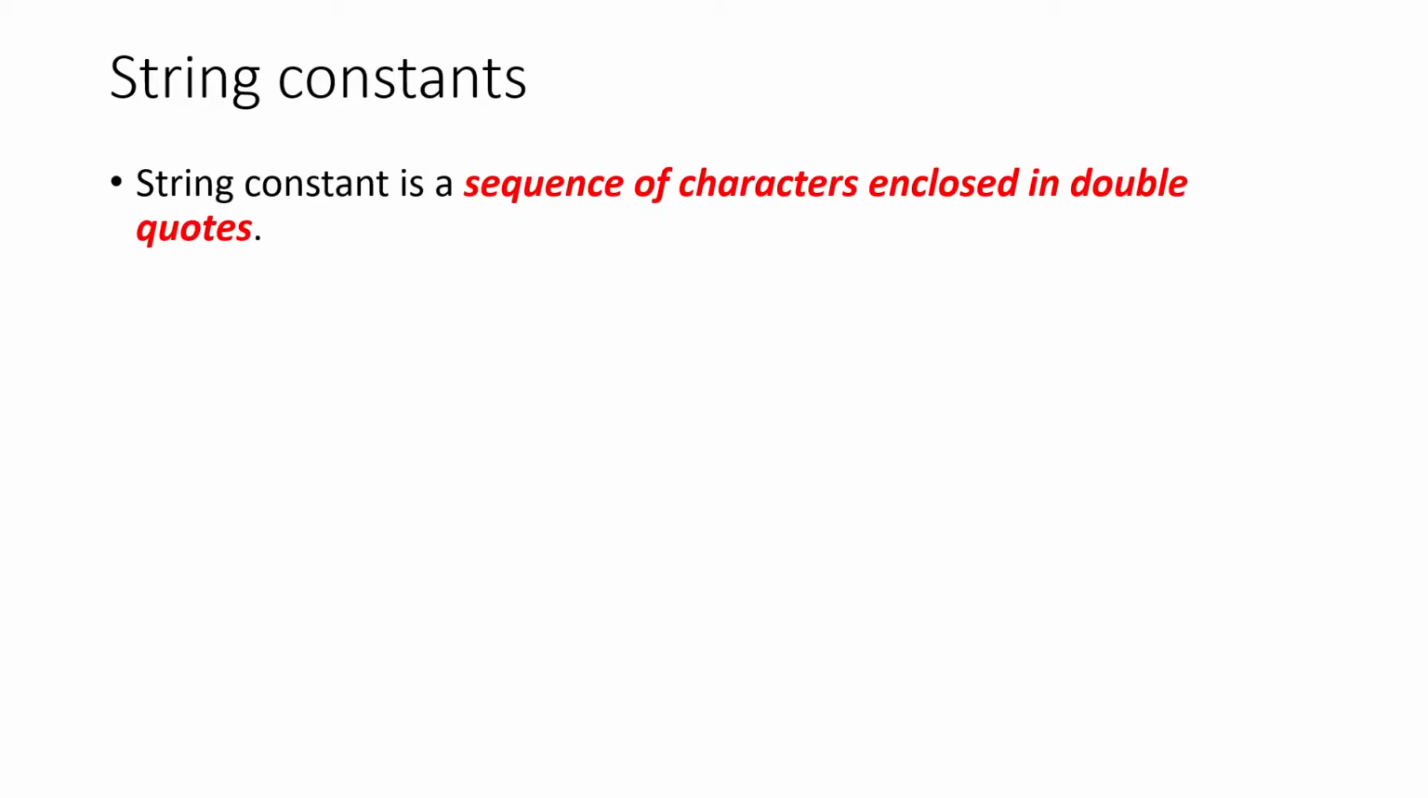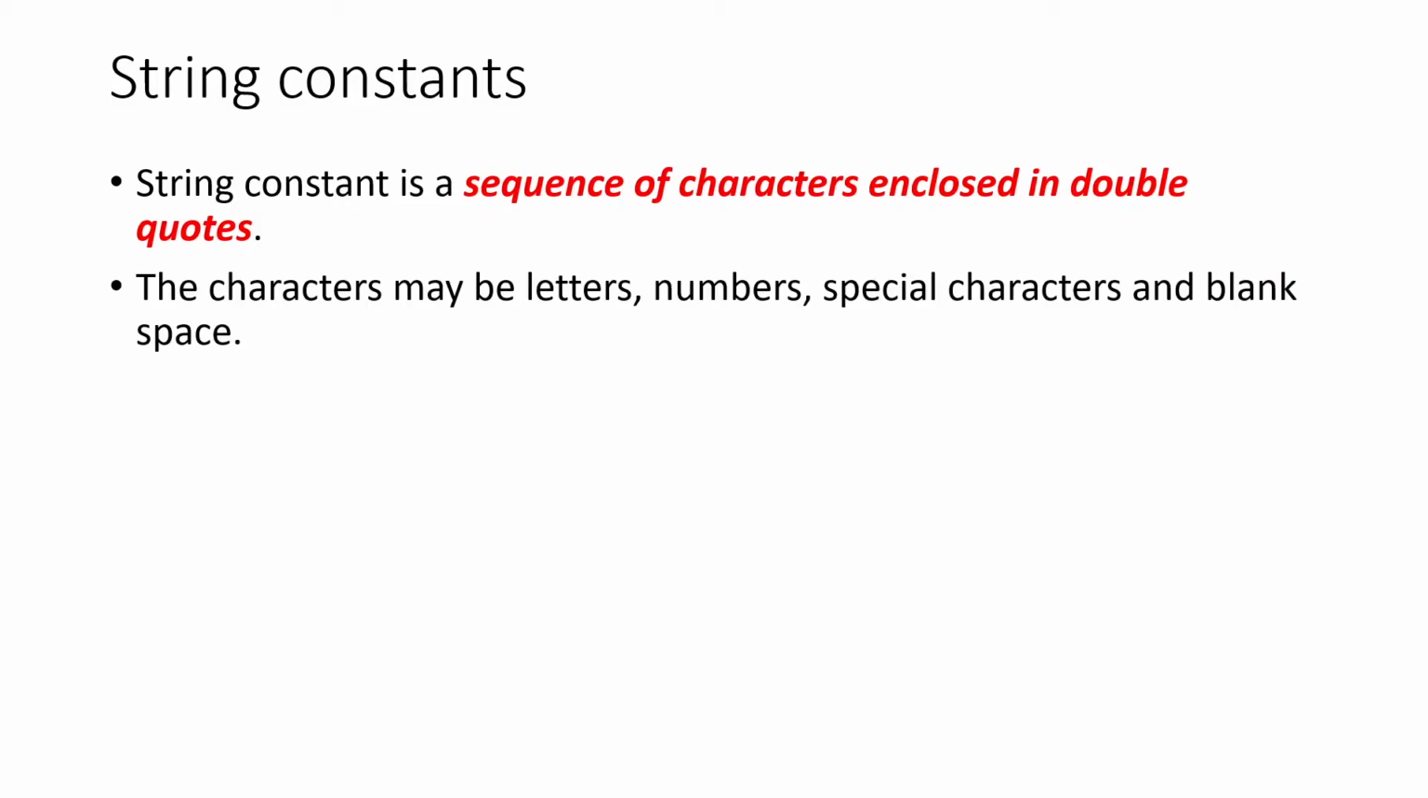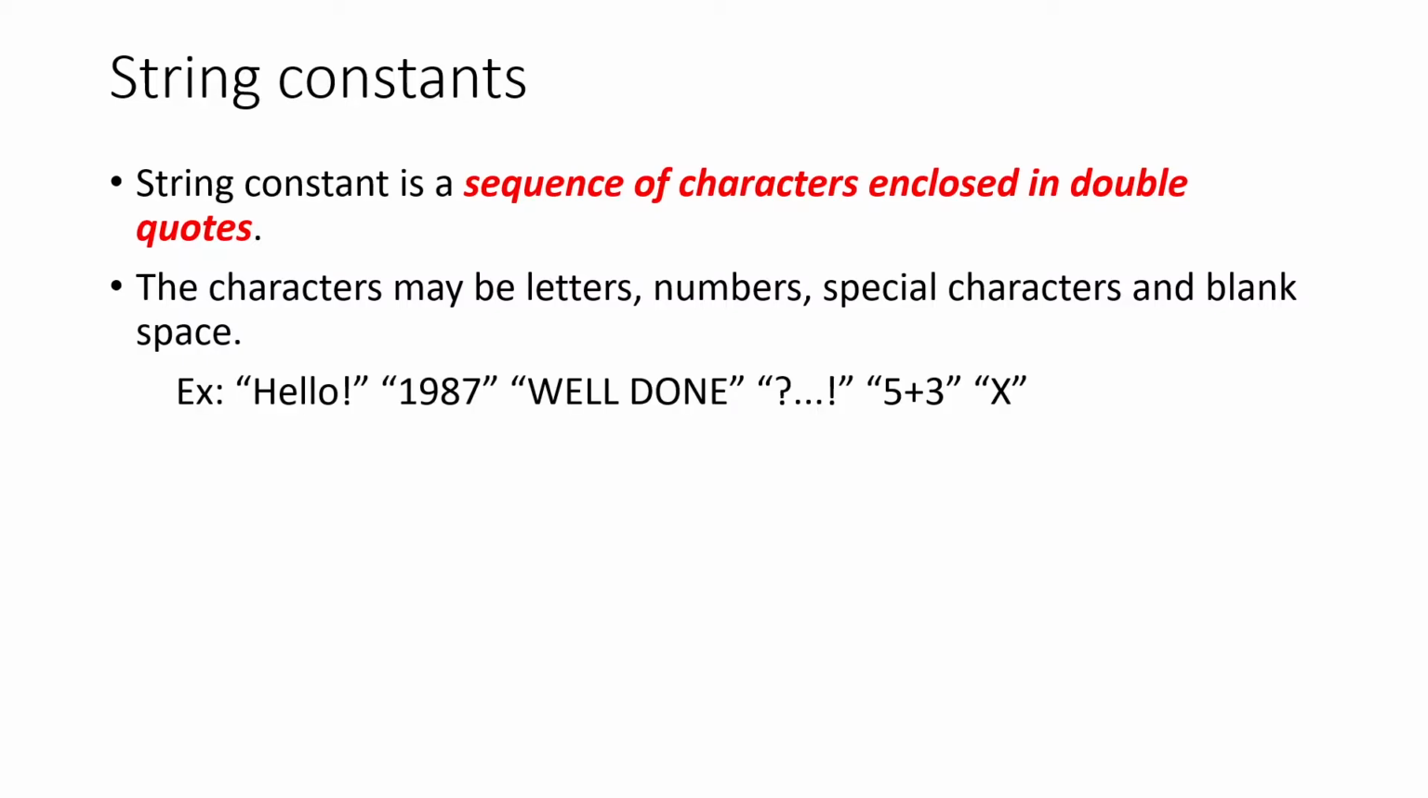Next is string constants. Character constants are enclosed in single quotes. In a string constant, string means it is a sequence of characters, and they are enclosed in double quotes. Characters can be letters, numbers, special characters, and even blank space. All these are examples of string constants. You can check the last example, x. It's a single character, still it is not a character constant. Why? It's not a character constant because it is enclosed in double quotes. That is the difference. This is a string constant because it is enclosed in double quotes.